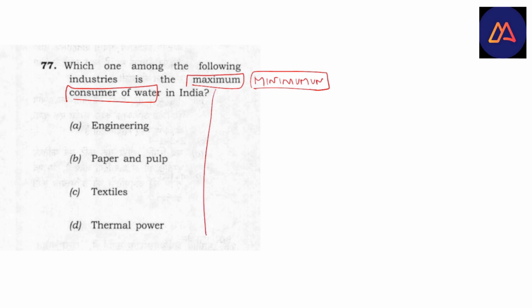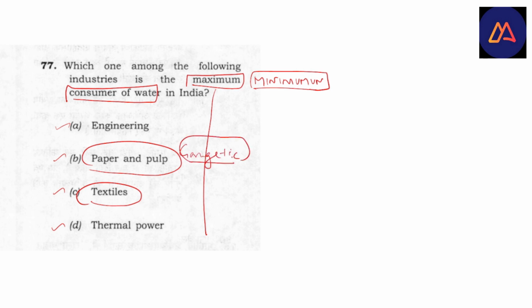And in this maximum, all are eligible candidates. Textiles have a problem, they have huge consumption, and anyone near Tirupur or in Tamil Nadu will know that they consume a lot of water. And paper and pulp, this has been in the Gangetic Plain, where there has been a lot of issue with them taking in water. Engineering also requires a lot of water. But among these, they are asking which is the maximum.